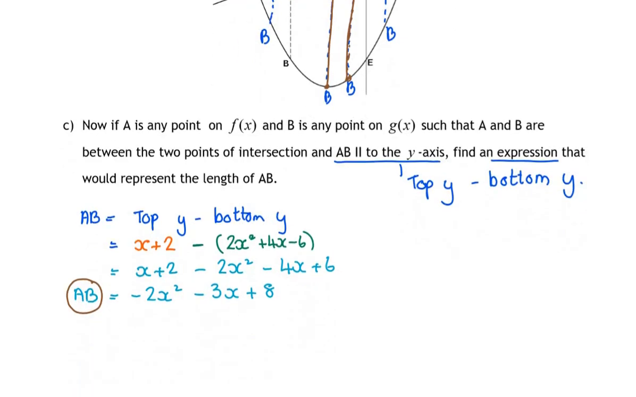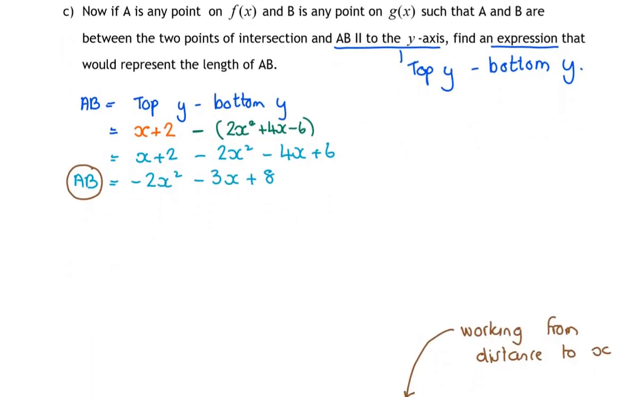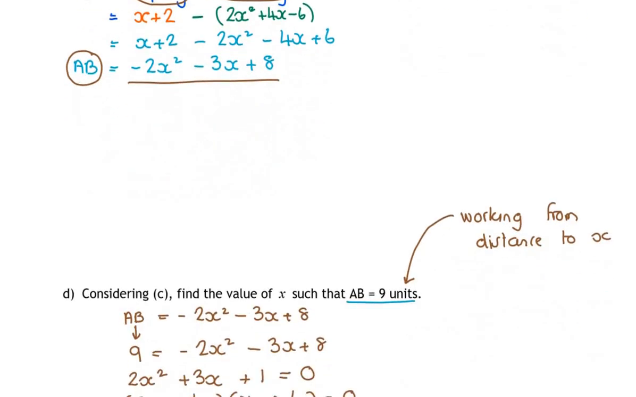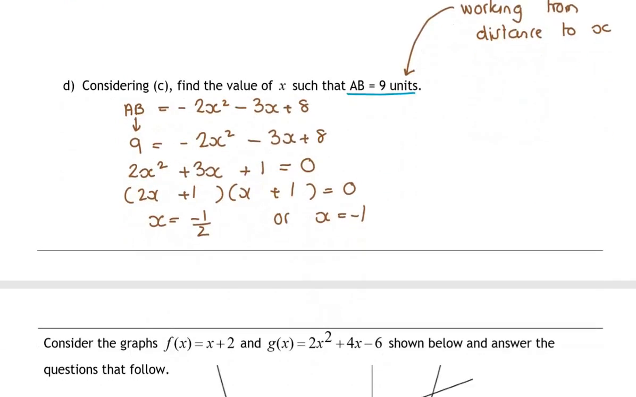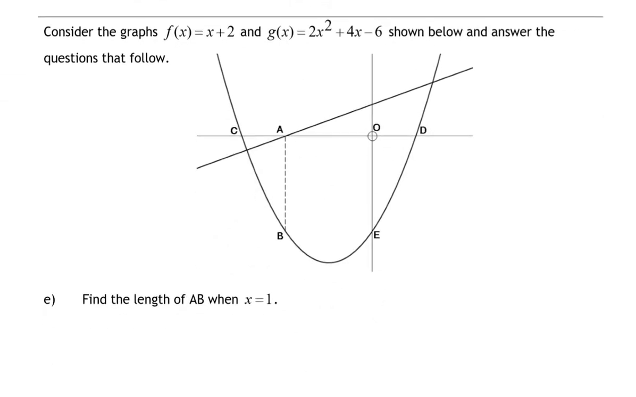So the first distance question was where you knew x, and so you could figure out this top y, and you could figure out this bottom y, and you could just subtract. This is the second type of question, where you don't know the top y, and you don't know the bottom y, and you don't know the x's. So what you do is you find an expression for the difference. And then, because I was told my distance, I could work backwards to the x value that makes that distance equal to 9.